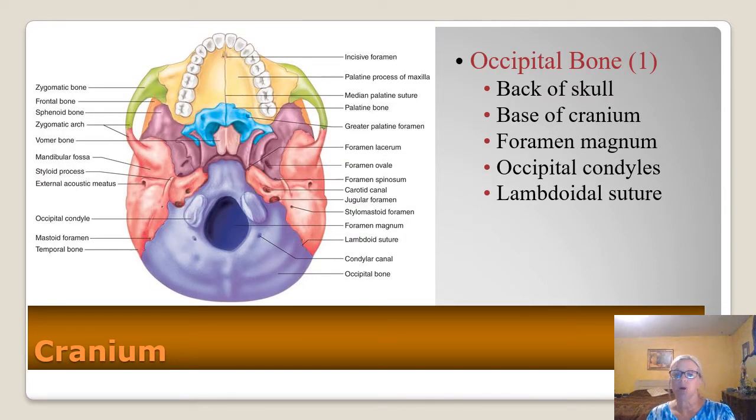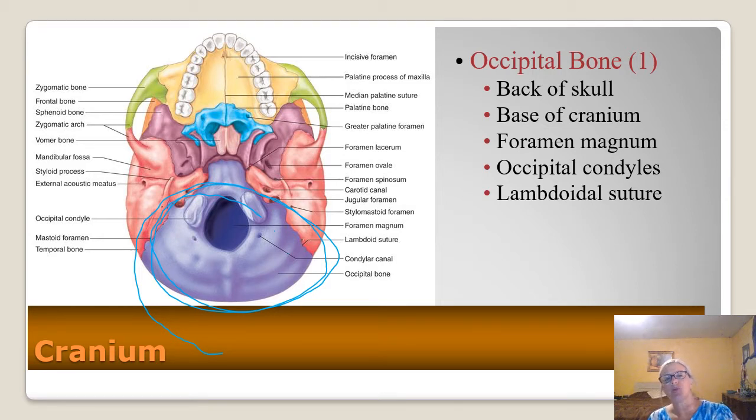So the occipital bone is at the back of this skull here. You actually have what we call an occipital ridge, and that is this bluer purplish portion. I guess that's really more of a purple there. It is the base of the cranium.